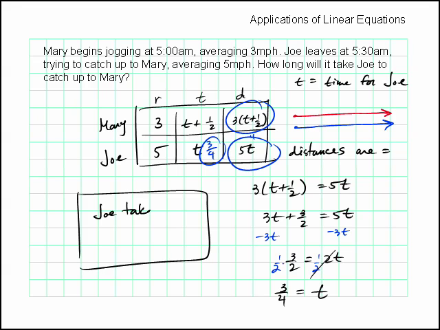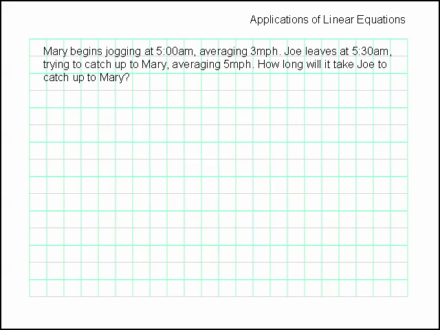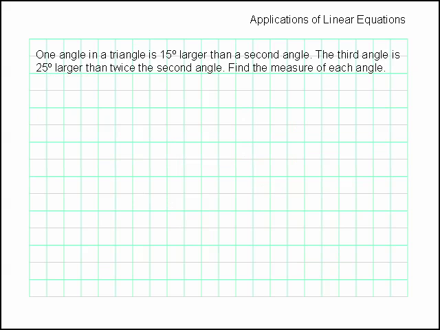Joe takes 3/4 of an hour to catch up. There's our problem solved. Okay, all of those, I believe there's 4 examples. Those 4 rate, time, distance examples are similar to the ones that you would see in your book. So when you do a rate, time, distance problem in your homework, refer back to one of those problems. One of them should be very, very similar to the problem that you have to do.